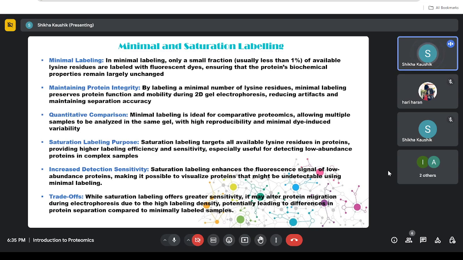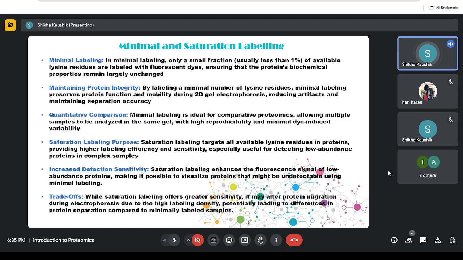Fine. Then there's a trade-off. This is one of the things that is done during DIGE. While saturation labeling offers great sensitivity, it may alter protein migration. Why? Because in saturation we are using a high amount of labeling. We are labeling at the saturation level, so here what will happen is migration will become slow, because many lysine residues are now associated with these dyes.